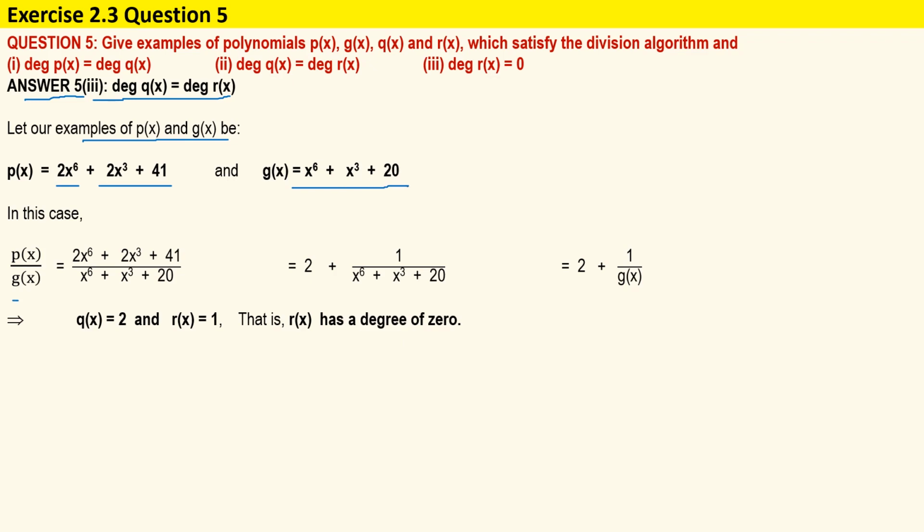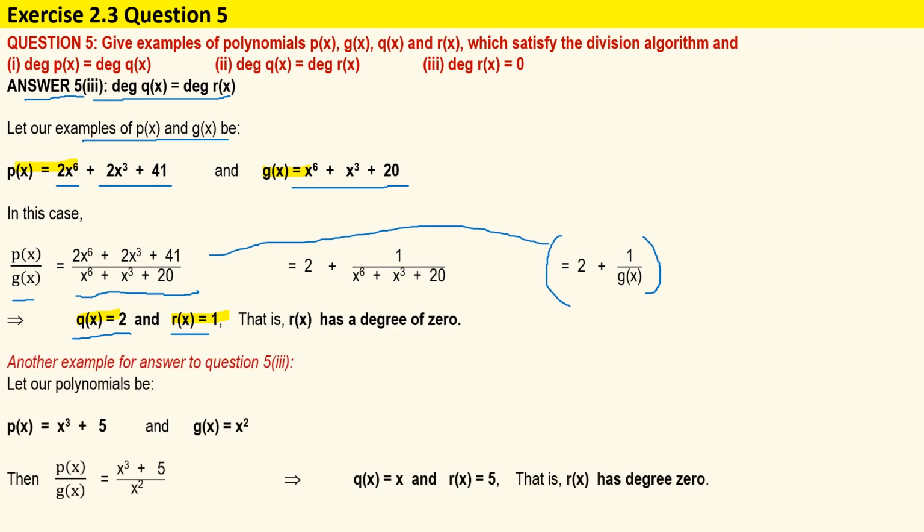In this case, p(x) by g(x) is equal to (2x^6 + 2x^3 + 41) divided by (x^6 + x^3 + 20), and if it is simplified we get 2 + 1 divided by g(x), and therefore in this case the q(x) will be 2 and r(x) will be 1, and hence we have given the examples of p(x), we have given g(x), and we have given the value of q(x) and r(x).